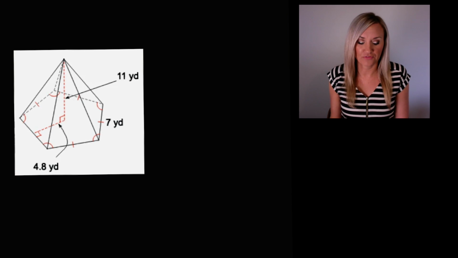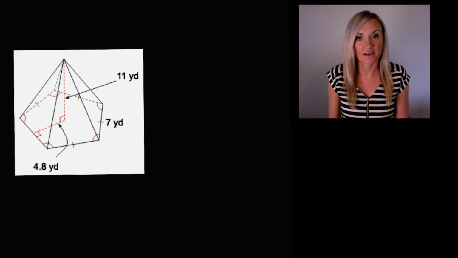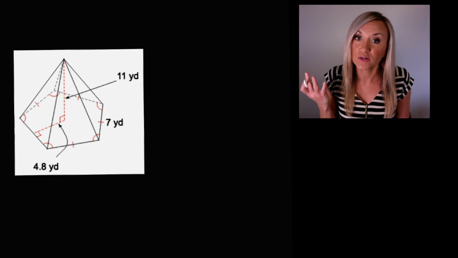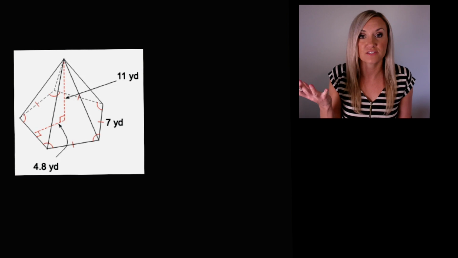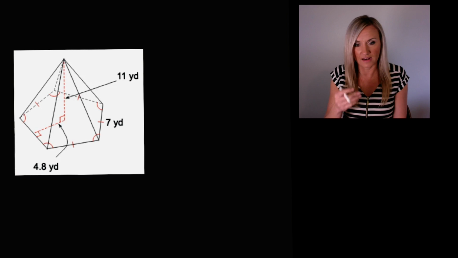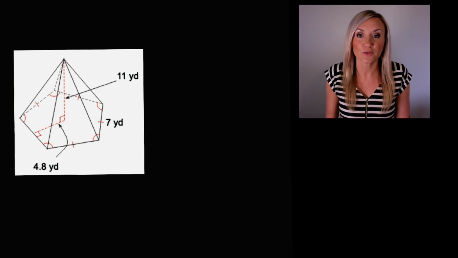For example 4, what do you notice about the base of this pyramid? It's a regular polygon. How many sides does it have? What type of a polygon is it? 1, 2, 3, 4, 5. 5 sides, the pentagon, right? And how do we find the area of a regular pentagon?